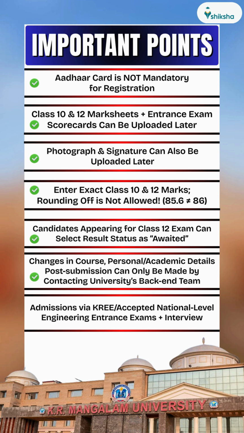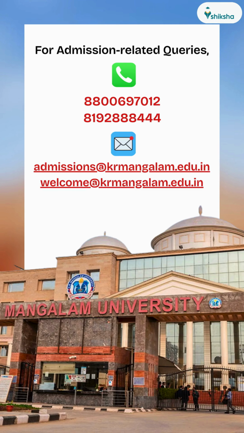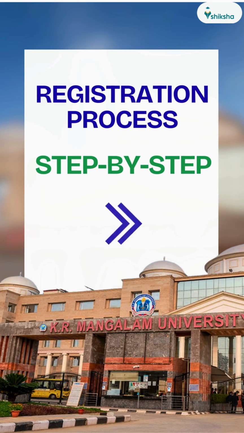Any changes in the selected course, personal details and academic details after submitting the form can only be made by contacting the university's backend team. Admissions are based on KIEE, the entrance exam conducted by the university, or other accepted national level engineering entrance exams followed by an interview. In case of any admission related queries, contact the helpline numbers or email IDs displayed on the screen. Now let's begin with the registration process.